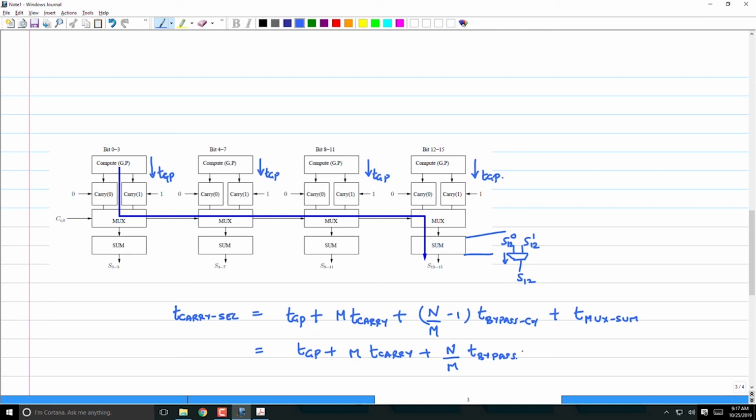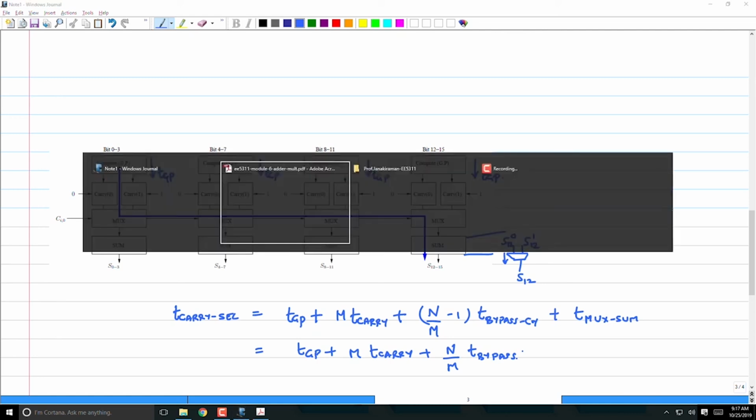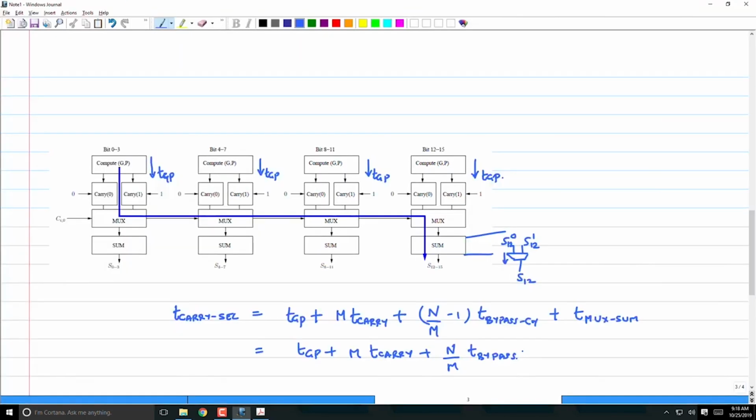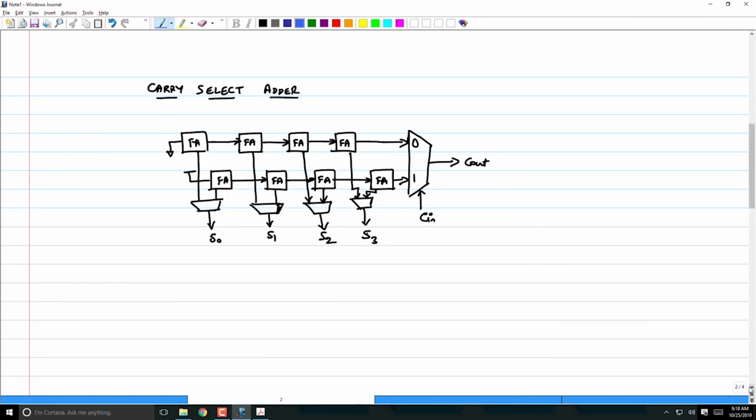Is this expression right? So we can go and check if I made a mistake. N by M T mux plus there is a T sum. Okay, this is interesting. So now it depends on what this full adder block is.